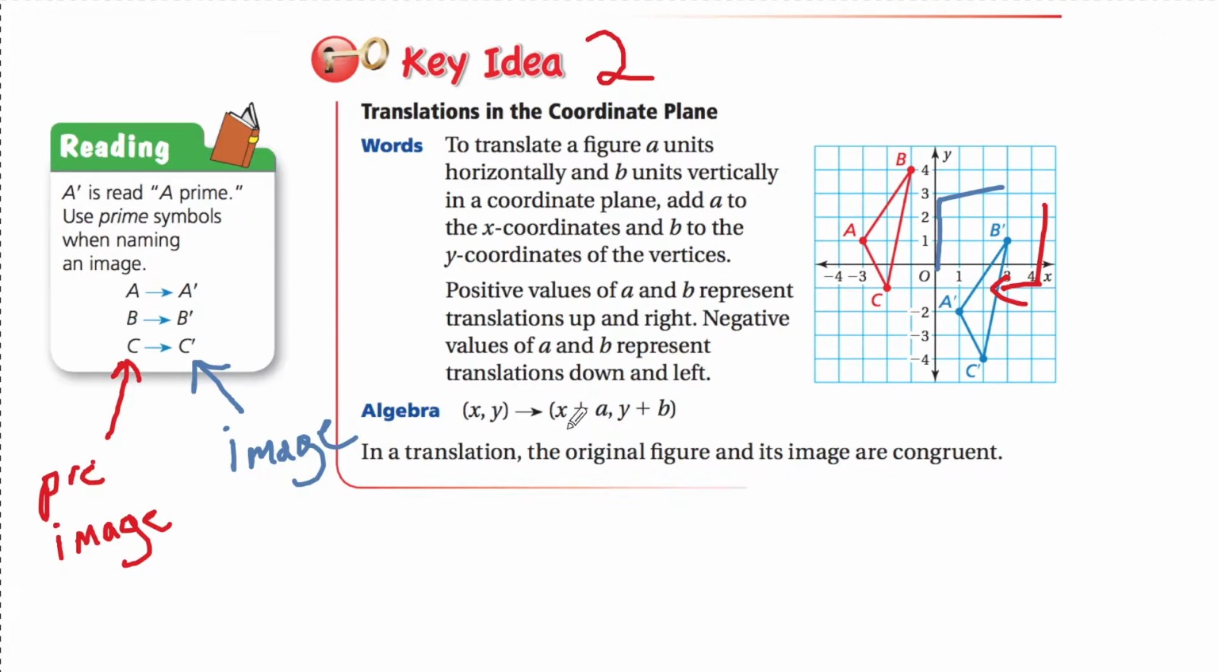So in algebraic terms, we would go from the coordinates (x, y) to the coordinates (x + a, y + b), x plus however many units we moved it to the right, and y plus however many units we move the y coordinate in any direction. In a translation, the original figure and its image are congruent. Because we're only sliding them, they stay the same size and the same shape, so they stay congruent. Alright, this sounds a lot more complicated than it is. We're going to do some practice in the next two examples. Alright, so let's move on.